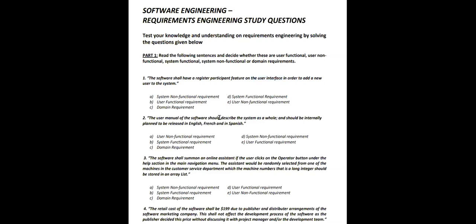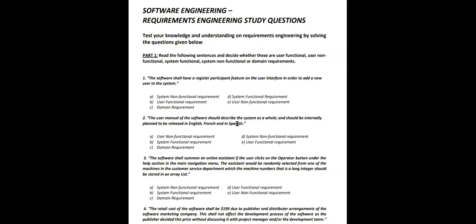Okay. Look at the next one. The user manual of the software should describe the system as a whole, and should be internationally planned to be released in English, French, and Spanish. As soon as you read the sentence, you should say that it's a non-functional requirement. Yes, it is affecting the system as a whole because it's a language thing, a restriction put in there. It is a non-functional requirement.